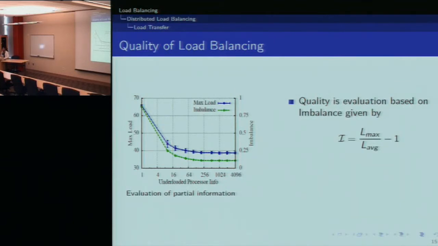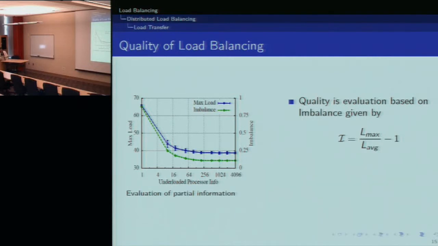So now one question that we can ask is, in the information propagation stage, what if the overloaded processors don't have the entire information about the underloaded processors? What happens then? What if we decide to terminate, what if we decide to keep a small TTL? So here is a comparison of that, which shows where the overloaded processors have only partial information of the system.